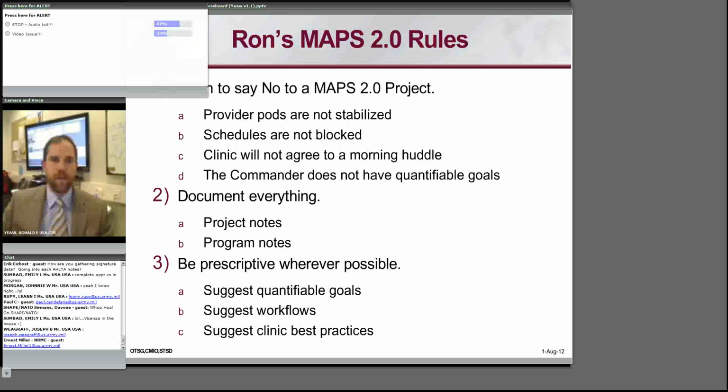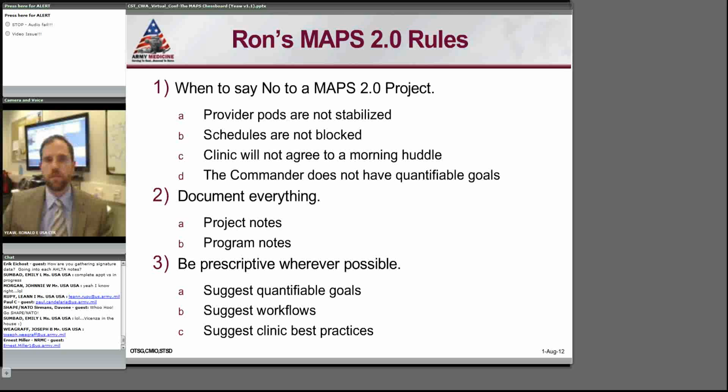One second, let me reset the poll, make sure the audio is good. How are we on audio check? Okay, good. I don't see any stops or video checks.